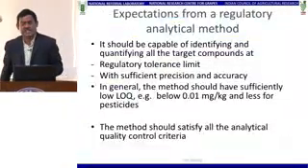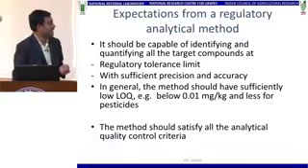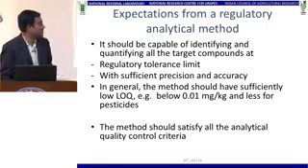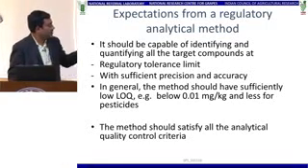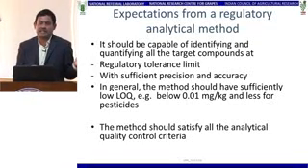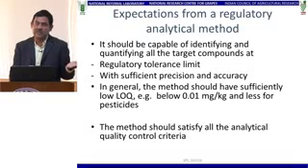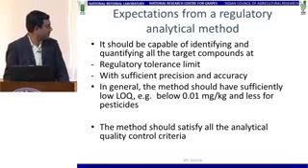So finally, what are the expectations from a regulated analytical method? It should be capable of identifying and quantifying all the target compounds at the regulated tolerance limit. That is the minimum requirement, with sufficient precision and accuracy. In general, in case of pesticide, it is said that 0.01 is the minimum level, and in case of banned drugs, you know that MRPL levels are going down and down as the technology is evolving.